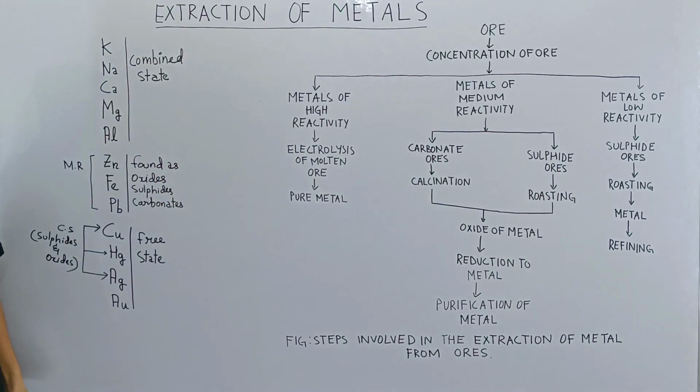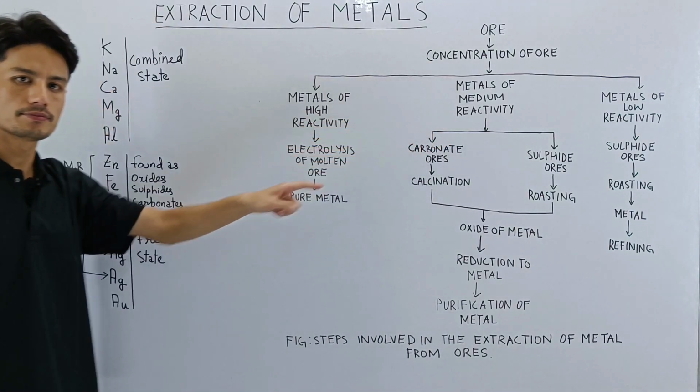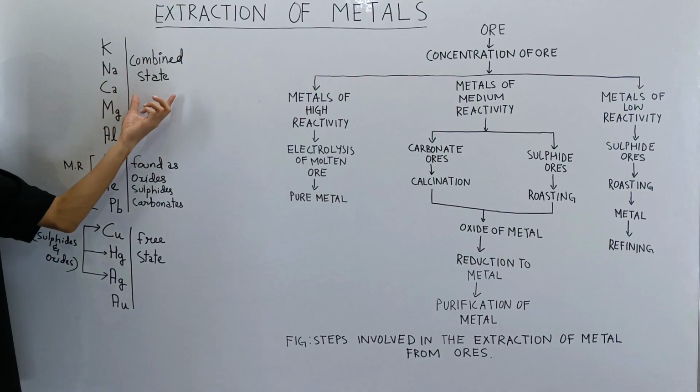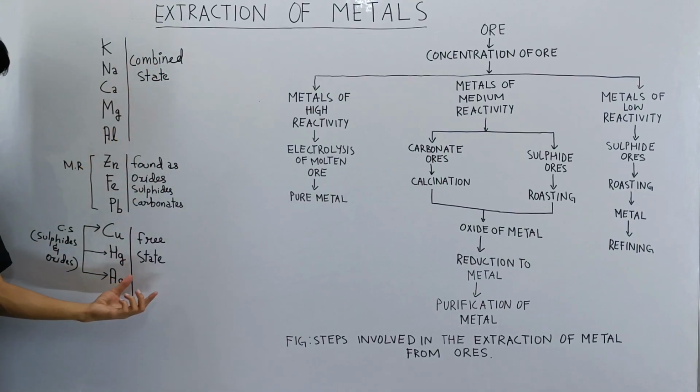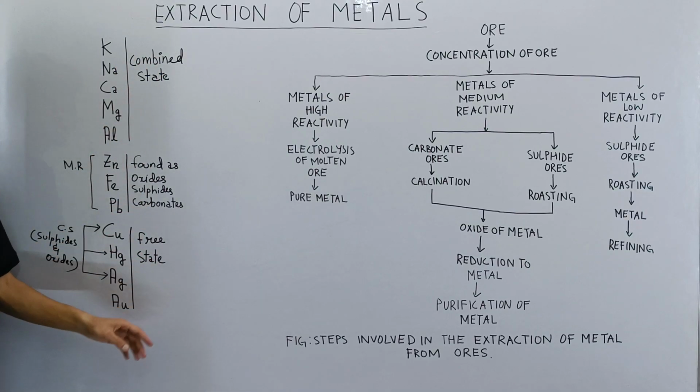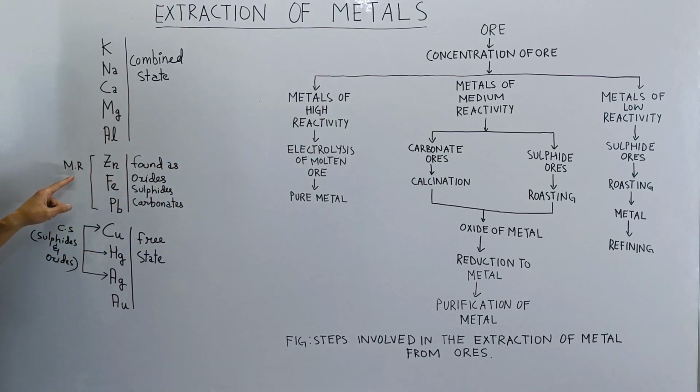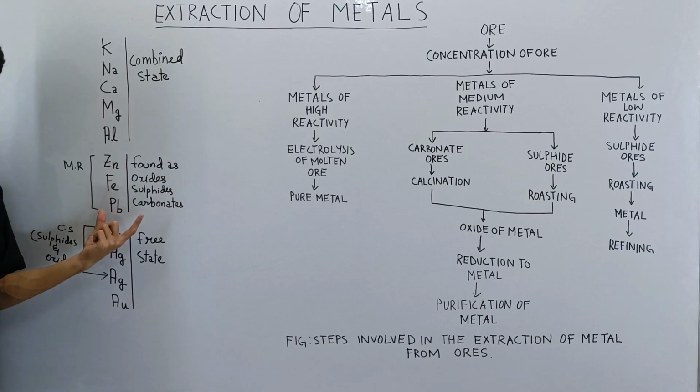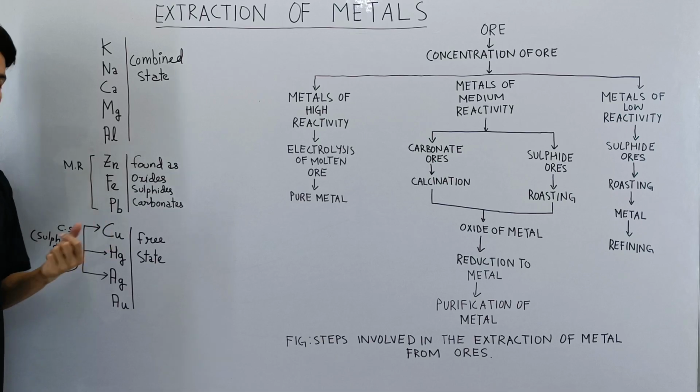Next, below them, in the middle, we find the metals of medium reactivity. They are not hyperreactive like this family, nor are they very slow in reactivity like those below them. They are in the middle, so these are called middle reactivity, also known as moderate reactivity. I have written MR. These three metals, zinc, iron and lead, have moderate reactivity. And how are they found in nature? They are found in nature in their oxide, sulfide or carbonate form.